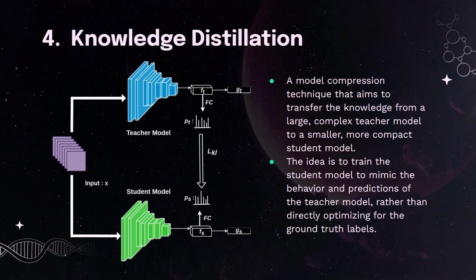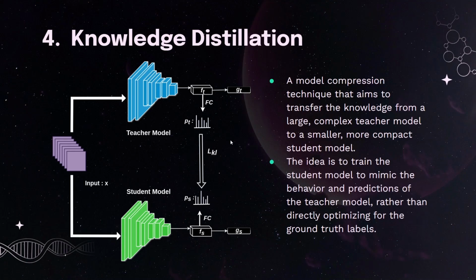The next technique is knowledge distillation. Knowledge distillation is a model compression technique that involves transferring knowledge from a large and complex model called the teacher model to a smaller and simpler model called the student model. This is done by training the student model to mimic the predictions of the teacher model.